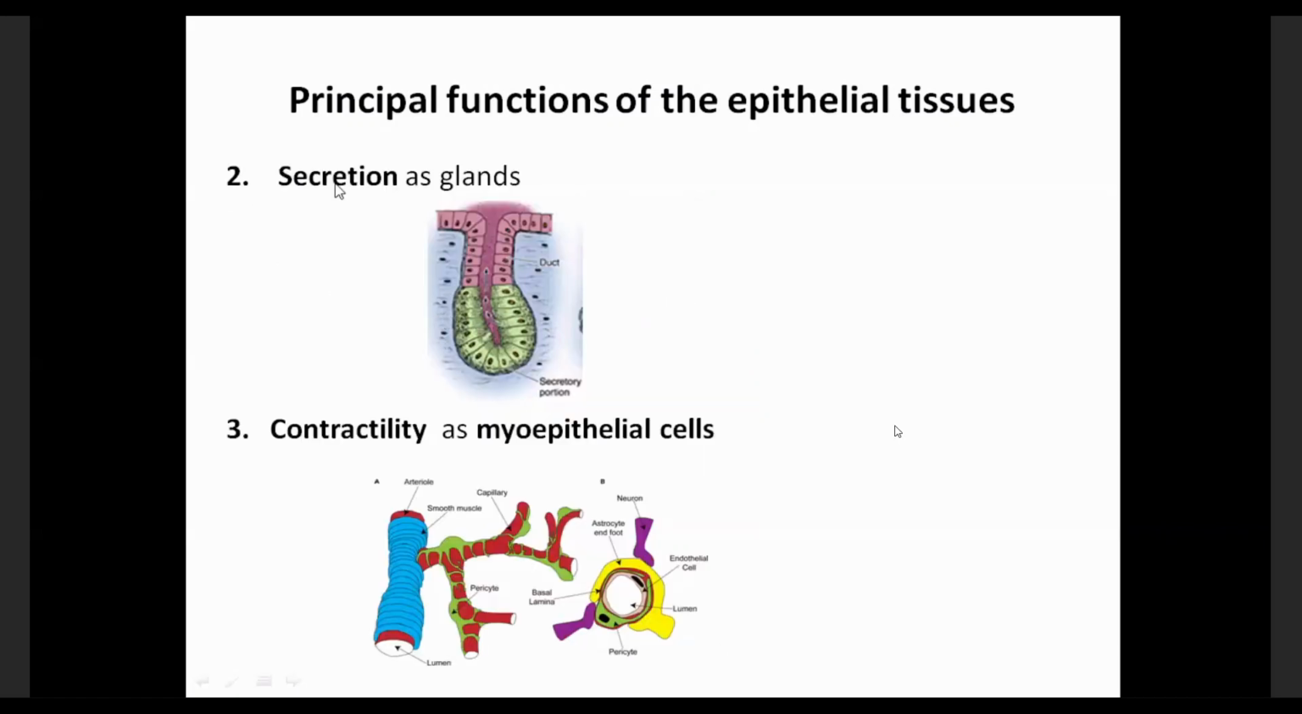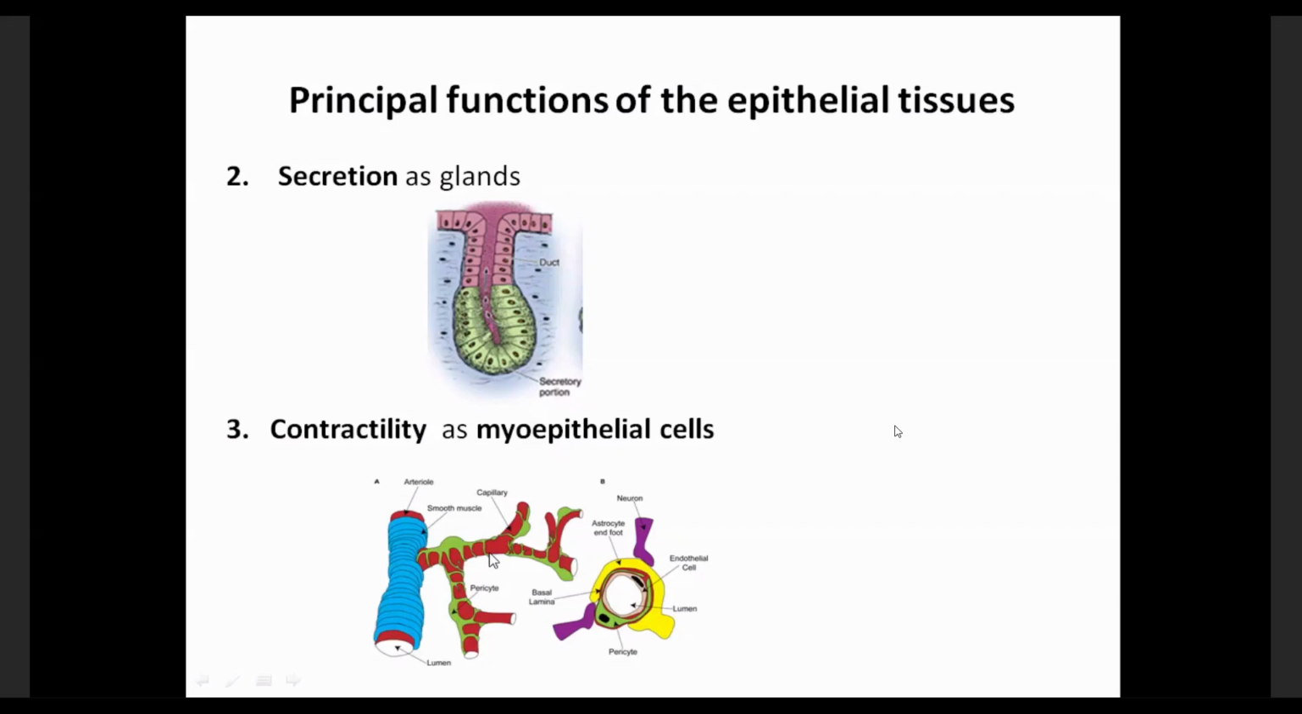Another group of epithelial cells are for secretion as glands. So the glands we have in our body are largely epithelial tissue. And a small minority of epithelial cells are contractile, like the ones indicated by the green outline. Look at this cell. It has a cell body and several processes to surround a capillary.